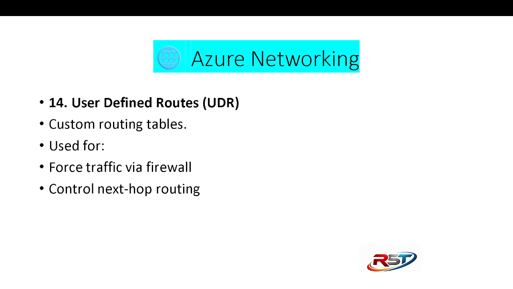User defined routes, UDR: custom routing tables. These are used to force traffic via a firewall and control next hop routing. So if traffic should go through the firewall, we can configure custom routes and route through the firewall. Next hop we can also specify, that is, where the network traffic travels through. That way we can configure user defined routes.